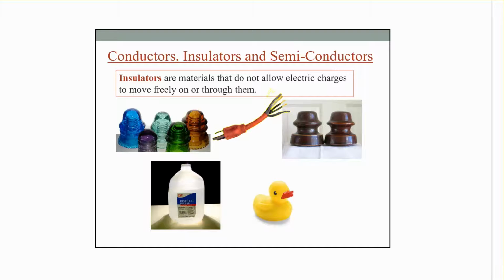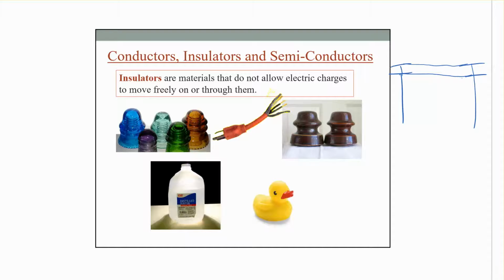So insulators are materials that do not allow electric charges to move freely on or through them. Well, what I mean by that is, let's say that you've got power lines, terrible power lines, something like that. An insulator is going to be something like, if you wanted to survive and I had a long stick, what type of thing would you probably want to touch the power lines with?